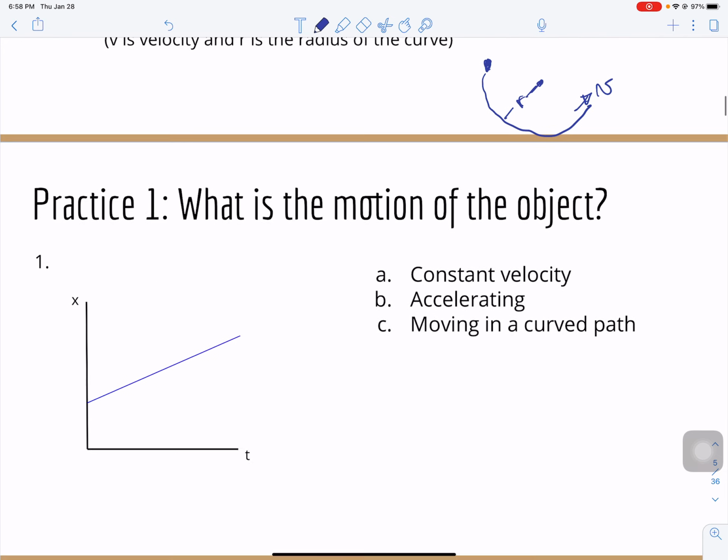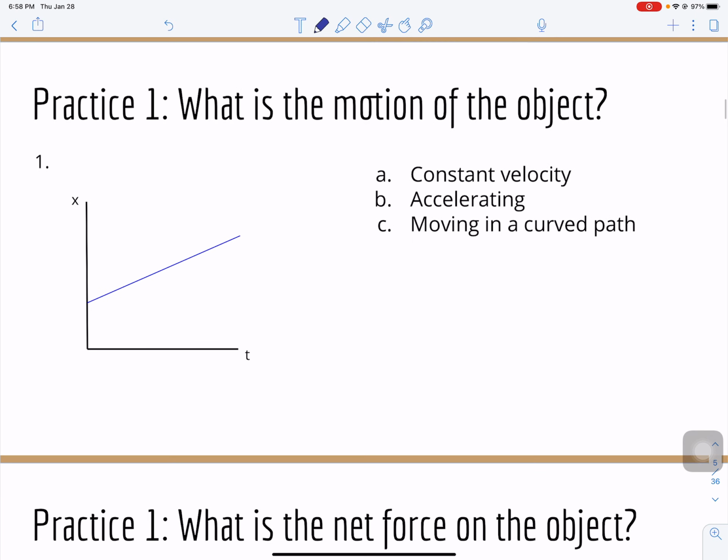So let's do some practice. So the first one is we have this graph, and we want to know what is the motion of the object.